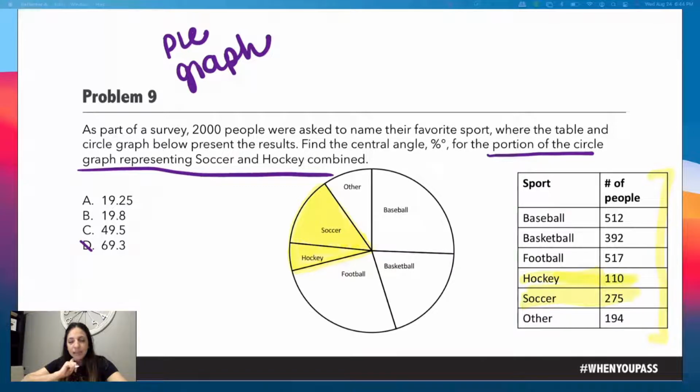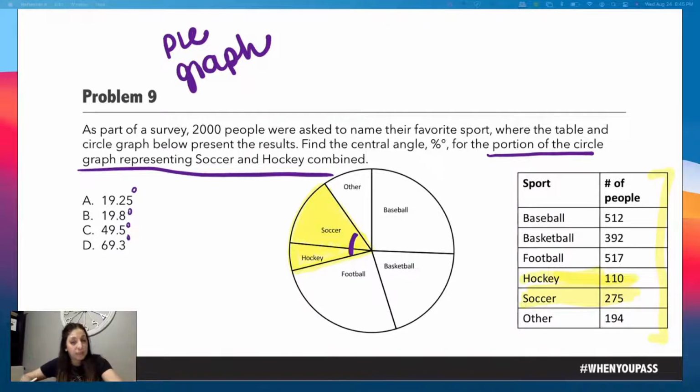Actually, I take that back. I was looking at percentage and we're looking at central angle. So never mind. If they were asking for the percentage out of 100, then I would be looking at that. But they're not. They're looking at the measure of this angle in degrees. And so therefore, I can't do what I was about to do.